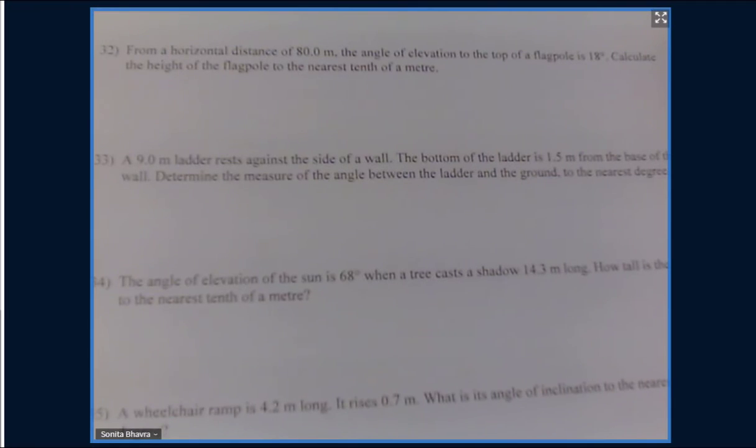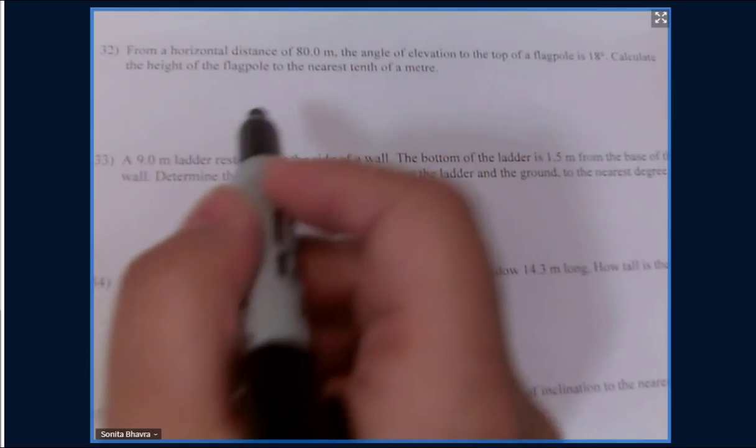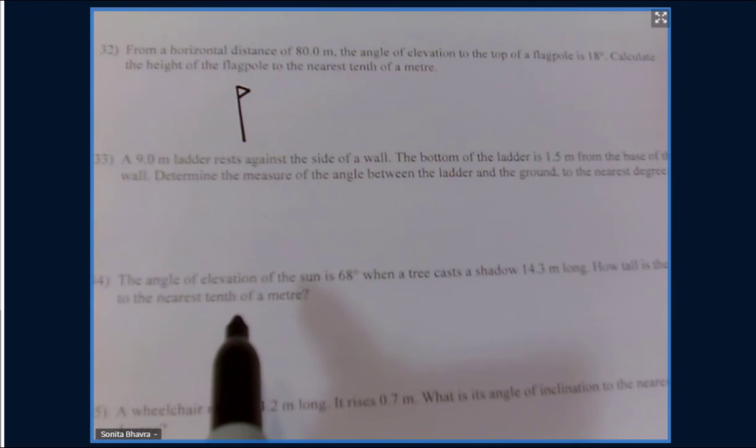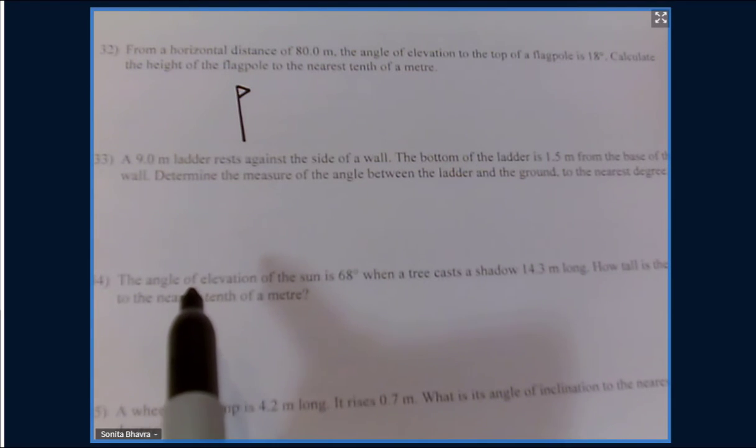All right, so we'll just do one word problem. This is number 32. From a horizontal distance of 80 meters, the angle of elevation to the top of a flagpole is 18 degrees. Calculate the height of the flagpole to the nearest tenth of a meter. So let's say that's our flag. There's our flagpole from a horizontal distance of 80 meters.